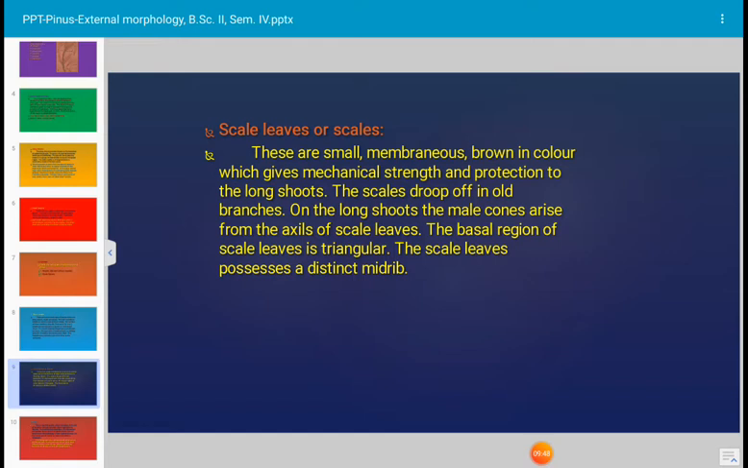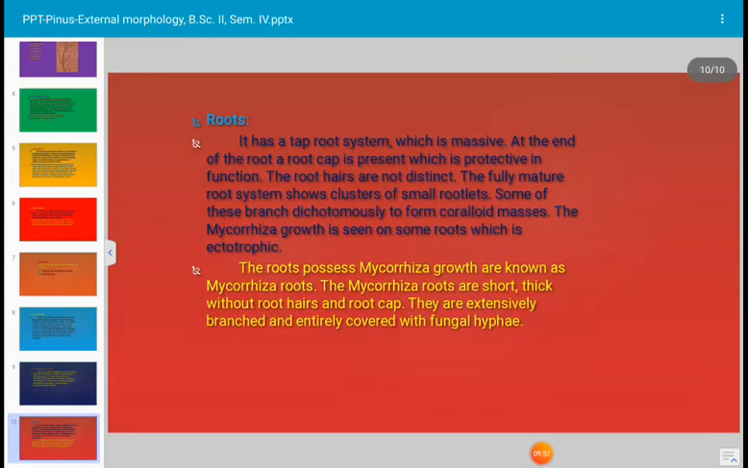Pinus has 2 types of leaves: needle-like leaf, number 1, and scale-like leaf, number 2. Let us see the roots of pinus. The pinus has a taproot system. The root system is very thick, massive, fleshy. At the end of the root, a root cap is present, which is protective in function. Root cap gives protection to the root.